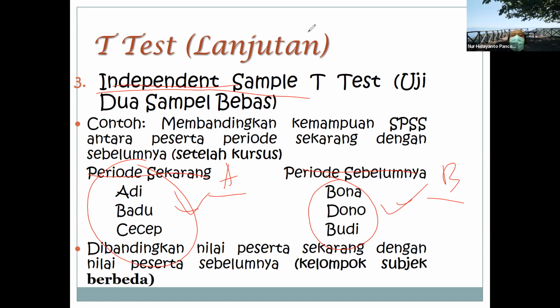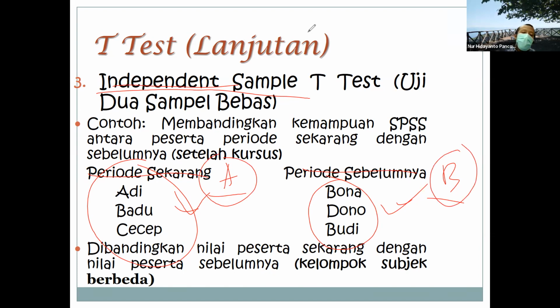Okay, so you can then make a conclusion that, if I have just one same group, I use the paired sample t-test. But if I have two groups, I have to use the independent sample t-test. These two groups might be by their classes.